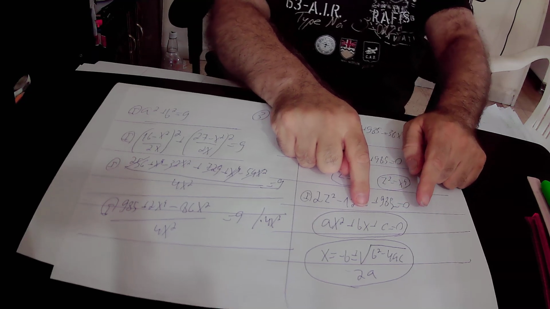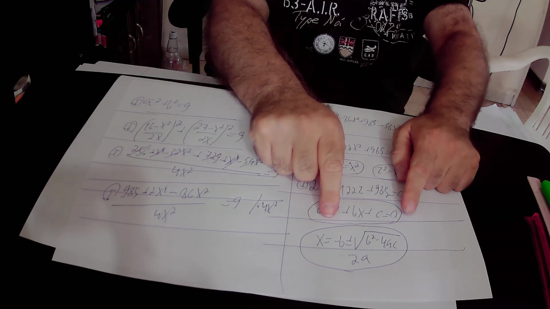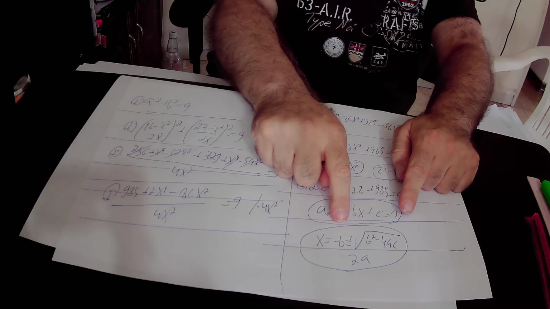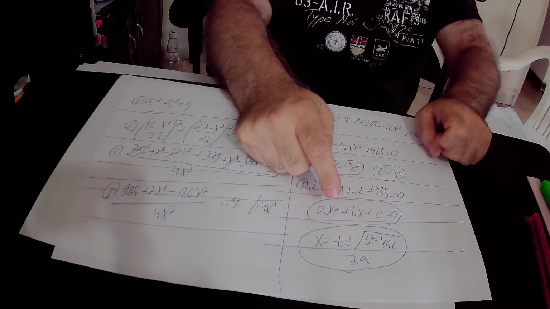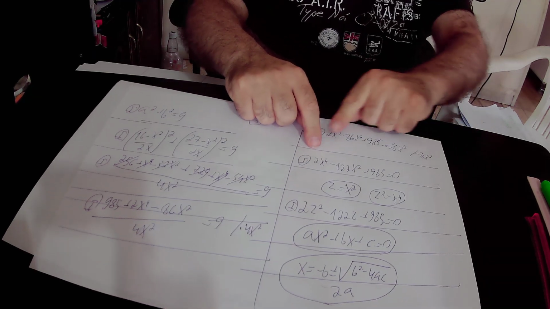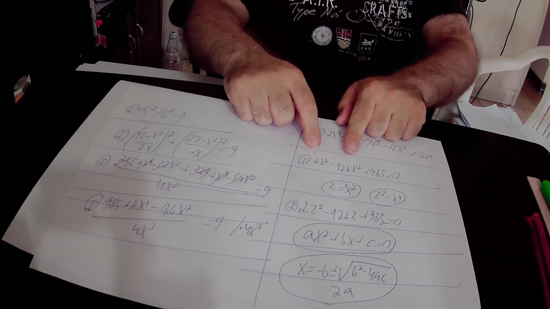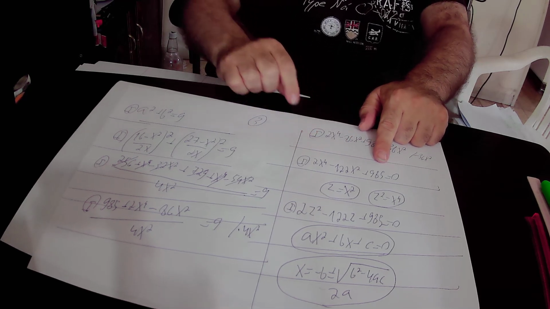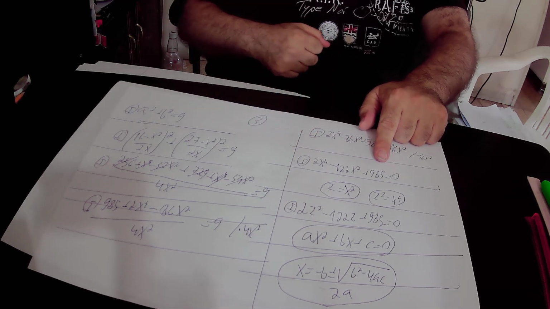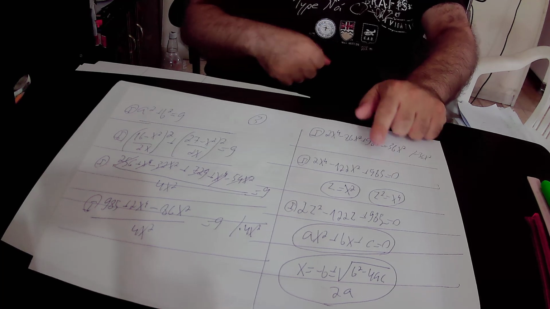And we find out the value of x according to the following formula, that x equals minus b plus minus square root of b squared minus 4 times ac over 2a. In our specific quadratic equation, the coefficient a equals 2, the coefficient b equals minus 122, and the coefficient c equals 985. And the variable that we are looking for is z, so x equals z.